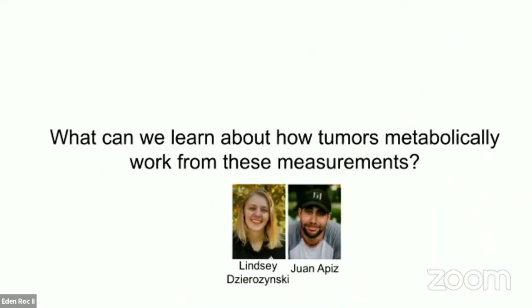All right, so now that we have these measurements, our group really wanted to ask, what can we learn that's new about how tumors metabolically function from having this kind of atlas or menu of what's available in the tumor microenvironment? And this is work from a really awesome graduate student, Juan Apiz, in our lab. And he got a lot of support from a technician, former technician in our group, Lindsay Desire-Zinsky.